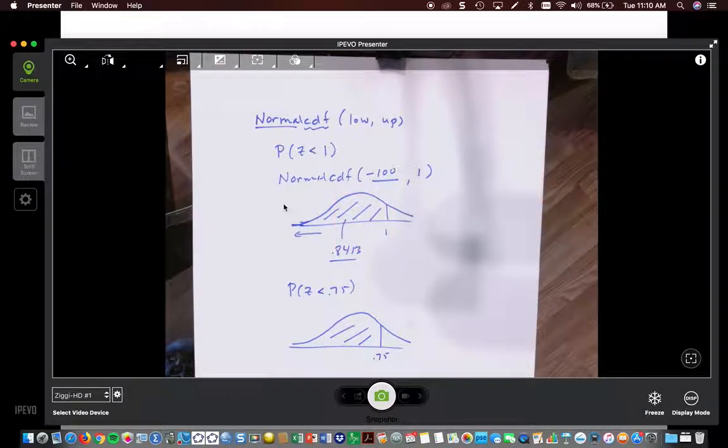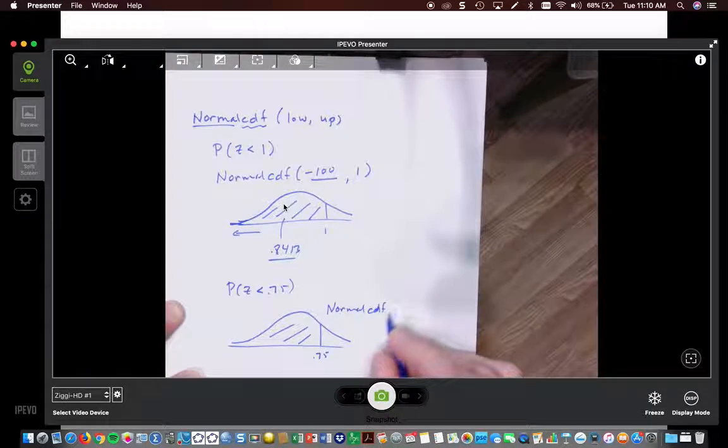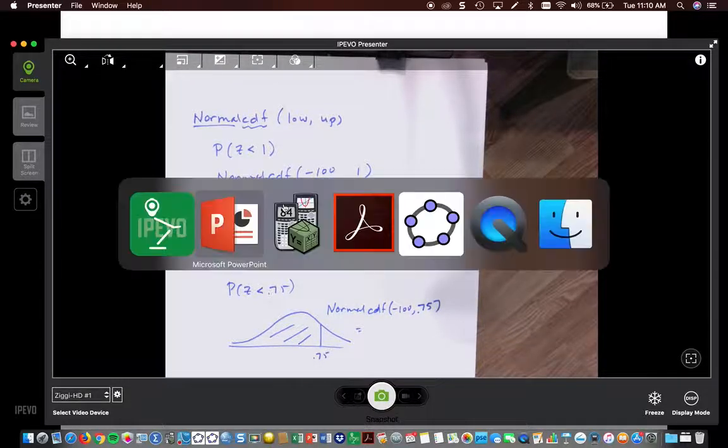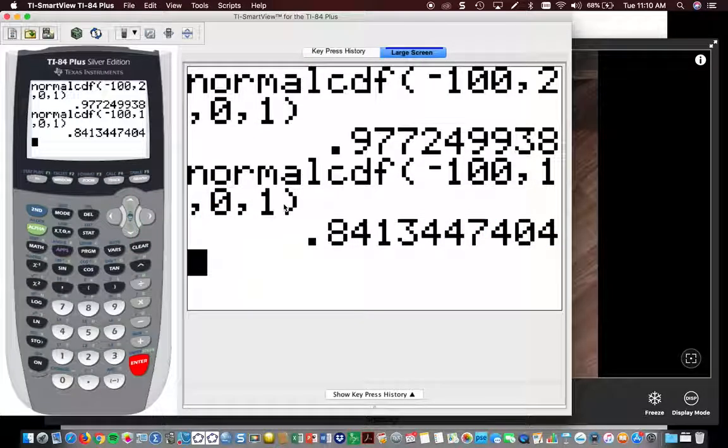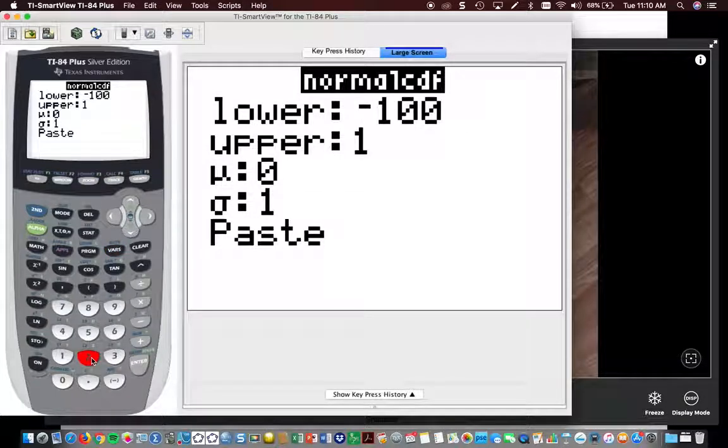On the calculator, this is going to be a normal CDF. The lower value we can put in -100, and the upper value we could put in 0.75. So go to the calculator. We choose again second vars, choice number 2. The lower bound we can still put in there at -100. The upper bound, now I'm going to put in 0.75.